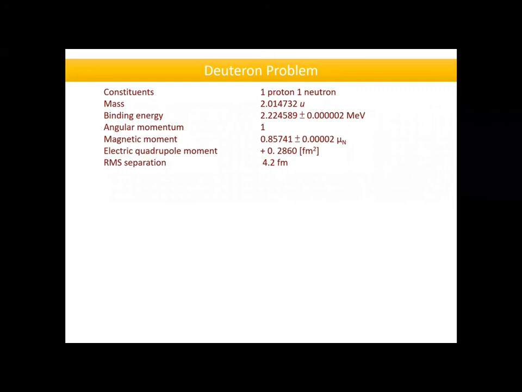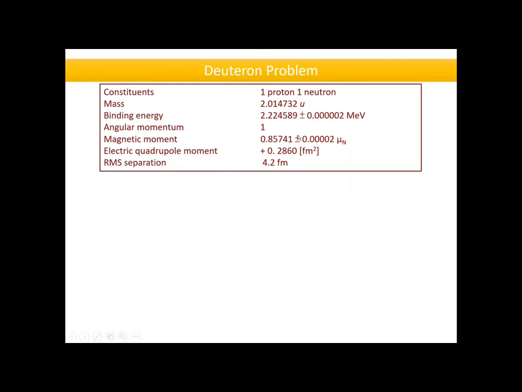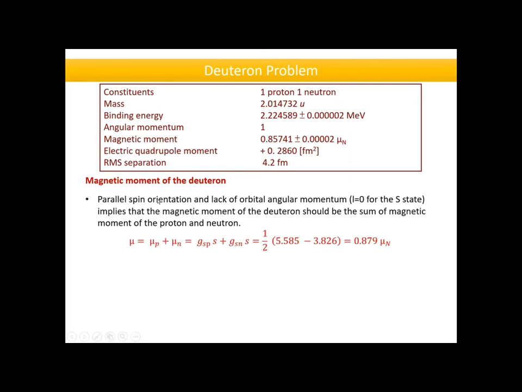Now to study more properties of nuclear force, the deuteron problem is considered. This table gives a few properties of deuteron. Two important properties of deuteron related to nuclear force are magnetic moment and quadrupole moment. Magnetic moment of deuteron. As we have seen, deuteron has parallel spin state and lack of orbital angular momentum since J is equal to 0. So L is equal to 0 for S state.